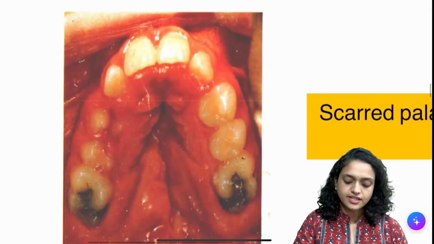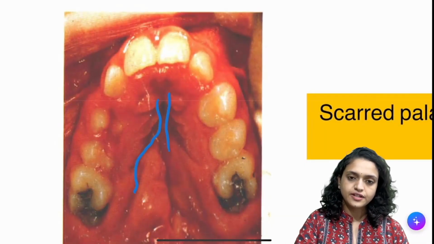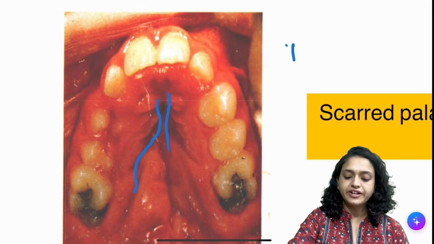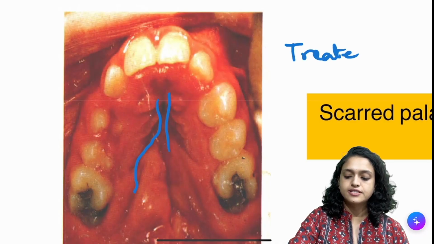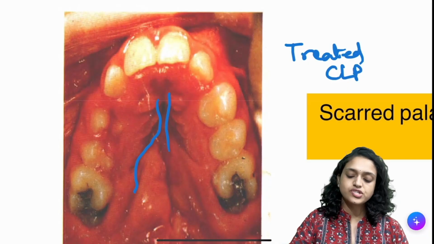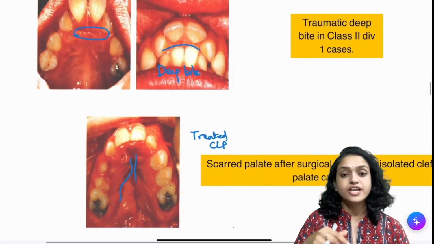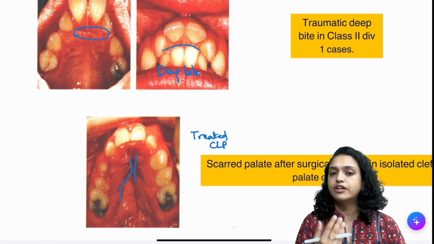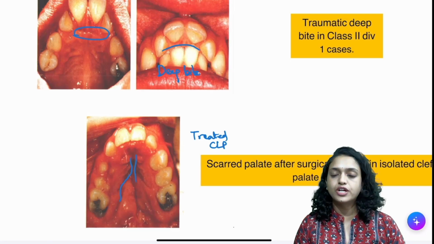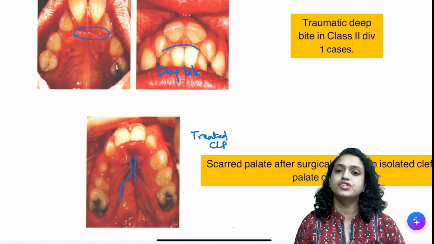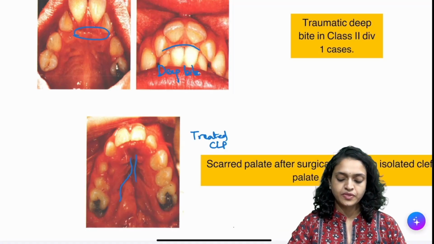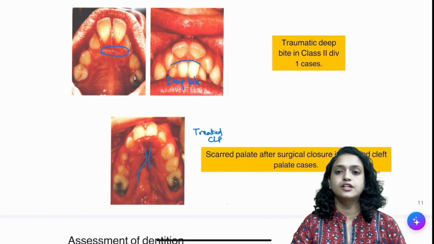Next, as you can see here, there is a scarred palate here. This is indicative of a treated cleft lip and palate surgery. So patients with cleft lip and palate or isolated cleft who do not have a cleft lip, you are supposed to take a note of the palatal scar tissue and ask for history if the patient does not elicit it by themselves. So this is regarding the soft tissues.